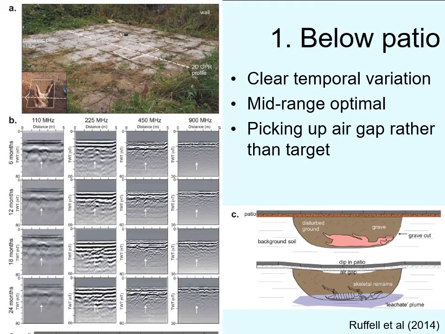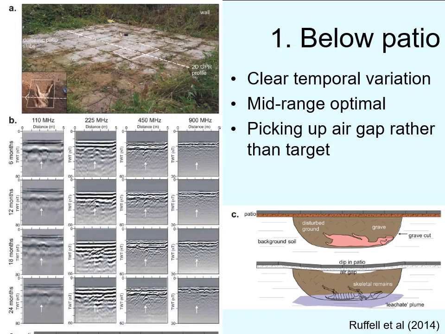So this is a paper from Alistair Ruffle, where there's a simulated clandestine burial using a pig, I think, again, under a patio, and they've basically surveyed it repeatedly over time using different frequencies of radar. So that's the data on the bottom left. And actually, in this case, the arrows show where the pig's buried. So the mid frequency looks to be better than either low or high frequency.